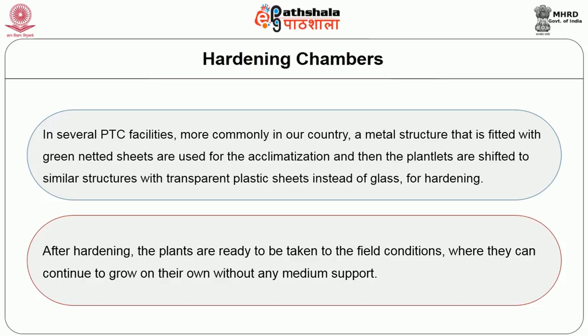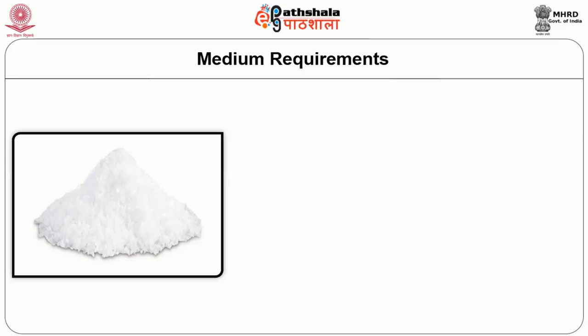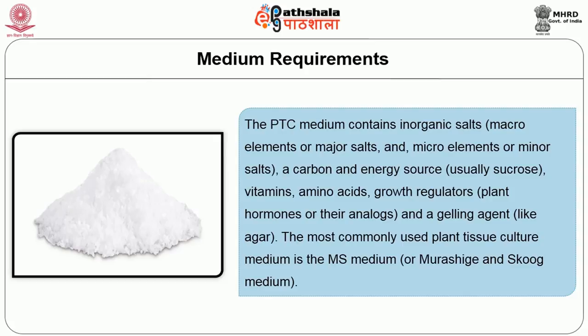Now, let us consider the medium requirements and the procedure for culturing plant cells or tissues. The PTC medium contains inorganic salts, which are macro elements or major salts, and micro elements or minor salts. Apart from this, a carbon and energy source, which is usually sucrose, vitamins, amino acids, growth regulators, which are plant hormones or their analogs, and a gelling agent like agar. The most commonly used plant tissue culture medium is what is called the MS medium or Murashige and Skoog medium. We will now consider the components and preparation of this medium.